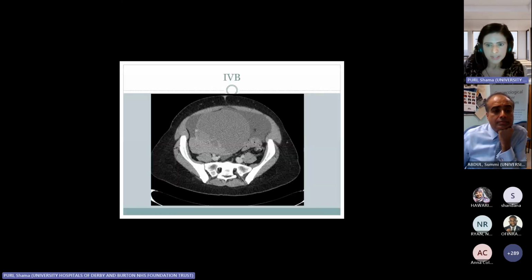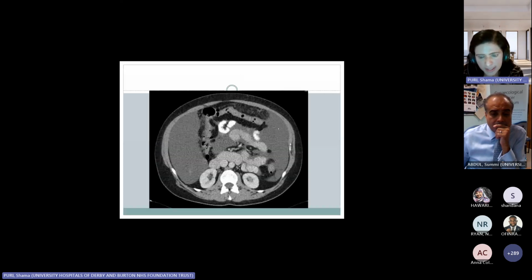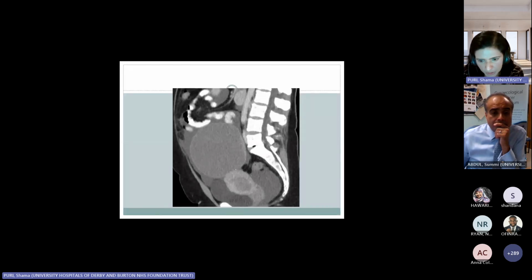This was another case. She came with generalized symptoms. She had a CT scan, had a large ovarian mass, she had ascites, she had omental disease. It looked like ovarian cancer. But when we looked at the uterus, she had this endometrial mass, which was biopsied, and this was serous endometrial carcinoma.